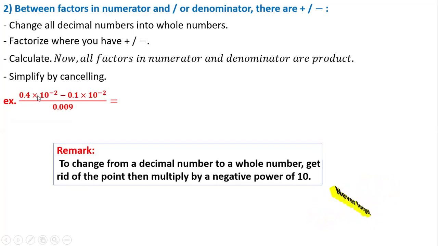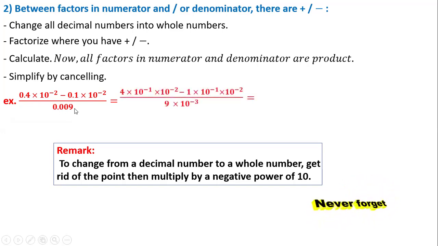0.4 times 10 to the power negative 2 minus 0.1 times 10 to the power negative 2 over 0.009. I have a minus in the numerator, so I should follow these steps. First, since I have decimal numbers, I change them into whole. So 4 times 10 to the power negative 1, 1 times 10 to the power negative 1, and 9 times 10 to the power negative 3. This is what I do first. All my numbers now are whole numbers. These two powers of 10, I write them as one. So I write 10 to the power negative 3, 4 minus 1 times 10 to the power negative 3, over 9 times 10 to the power negative 3. So I come to this step.